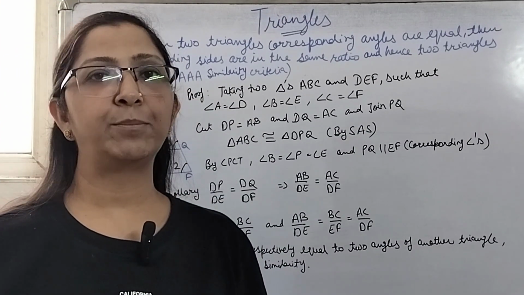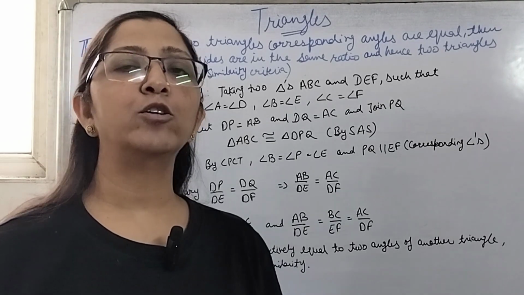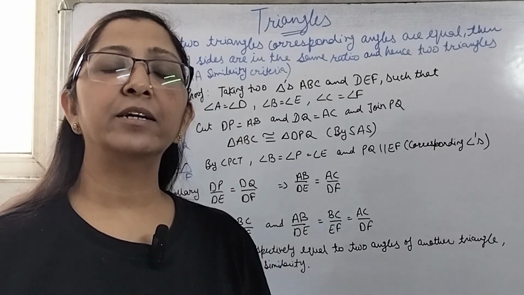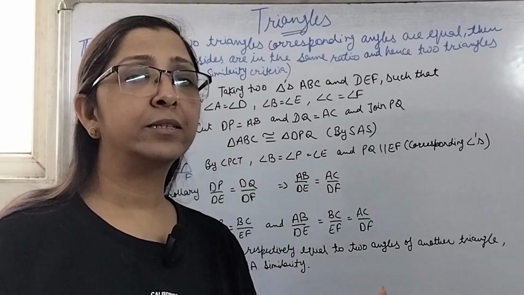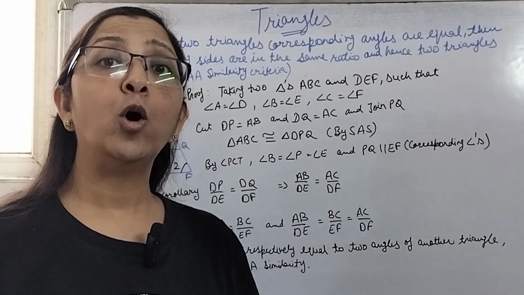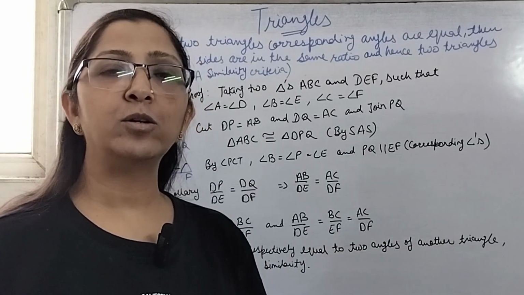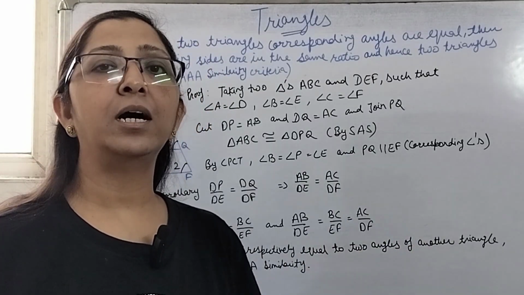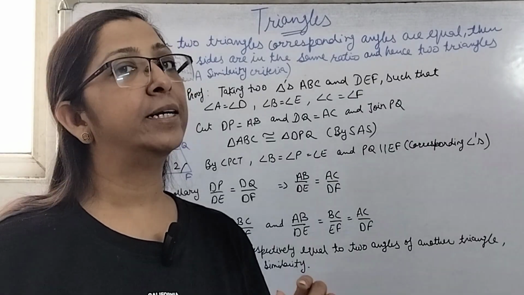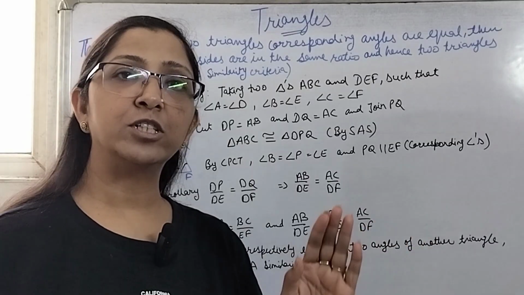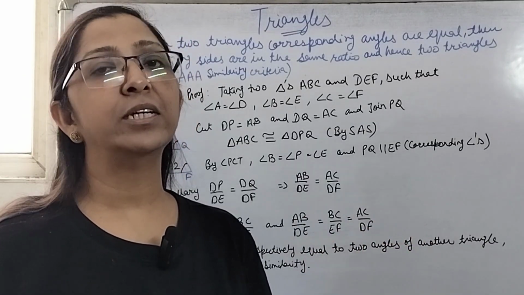In the starting of the chapter, we have seen that two figures are said to be similar if their corresponding angles are equal and the ratio of their corresponding sides are also equal. If only the corresponding angles are equal, or if only the ratio of the corresponding sides are equal, then we cannot say that the two figures are similar. For proving the figures to be similar, it is compulsory that all the corresponding angles are equal and the ratio of their corresponding sides are also equal.